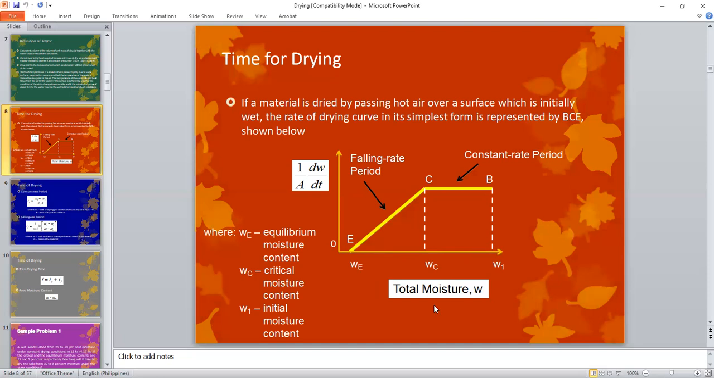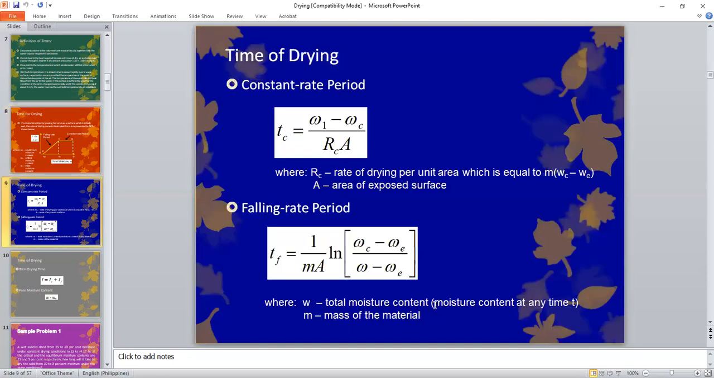Now, if we intend to determine the time it would take for drying in the constant rate period, we label that particular time as T sub C. You have here the formula for such: initial moisture content minus critical moisture content over the rate of drying per unit area, which is also equal to the product of the mass and the difference of the critical moisture content and the equilibrium moisture content.